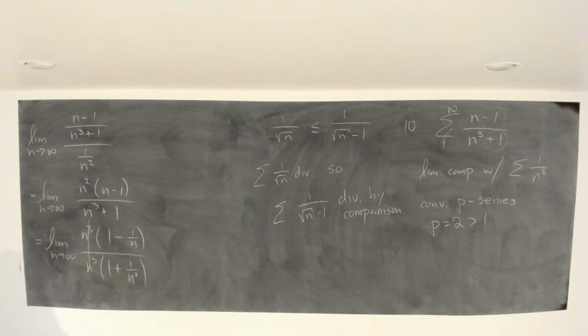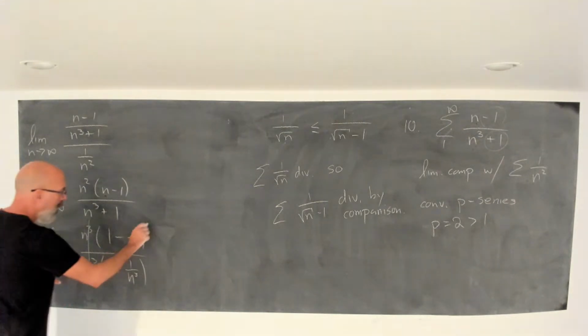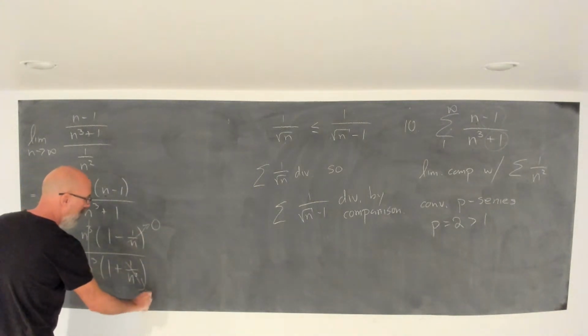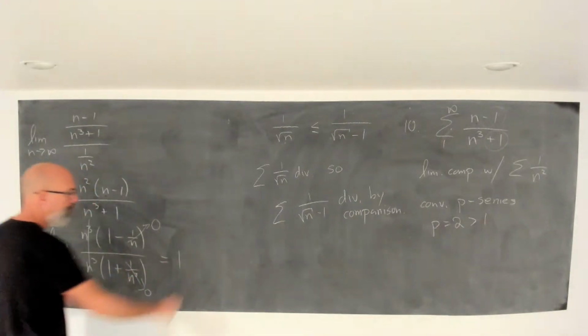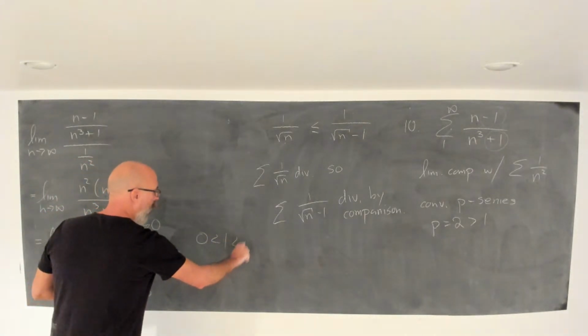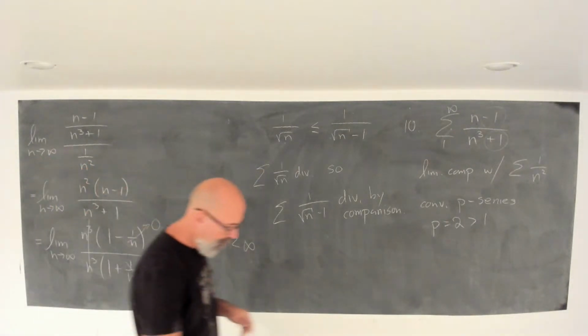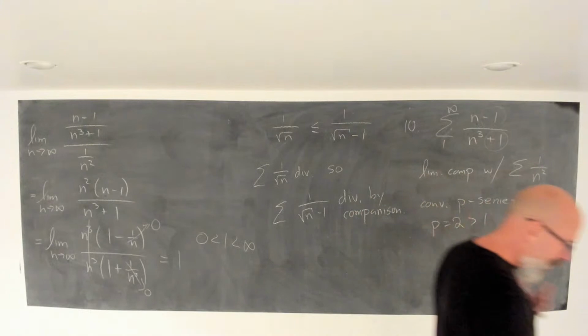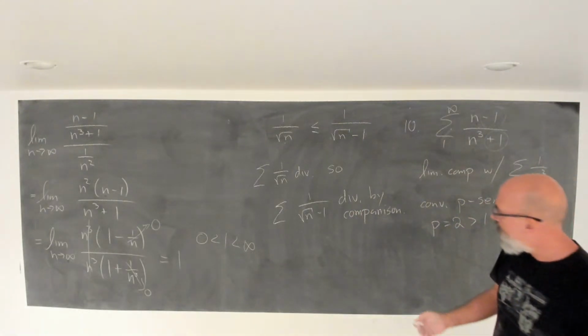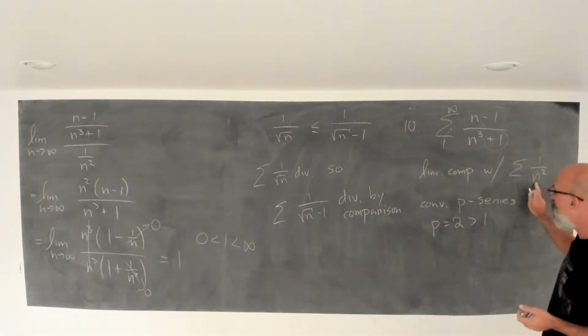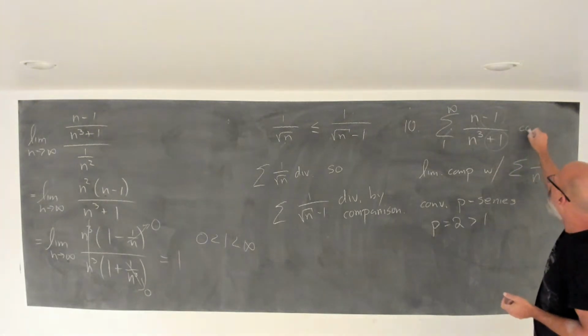The n cubes cancel out nicely as n goes to infinity. This goes to 0, this goes to 0. So the whole limit is 1. 1 is bigger than 0, but less than infinity. So both series converge or both series diverge. This one converges, so that one converges as well.